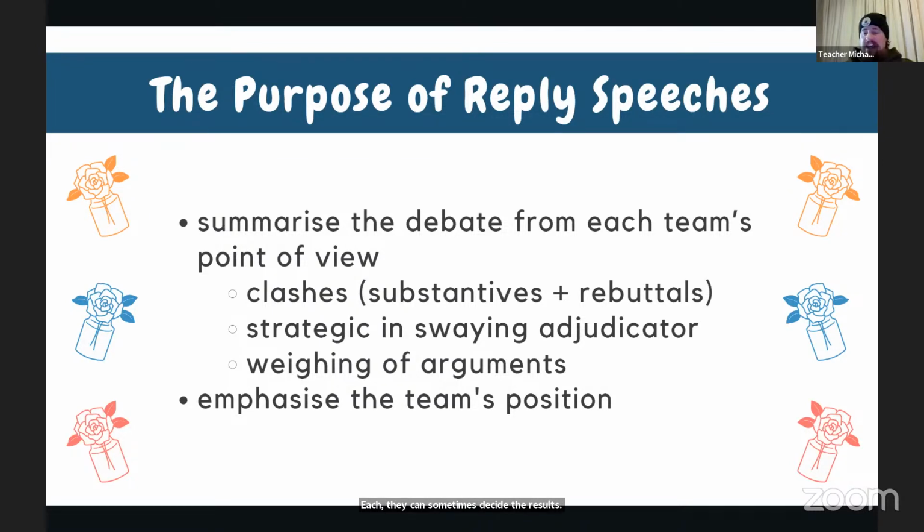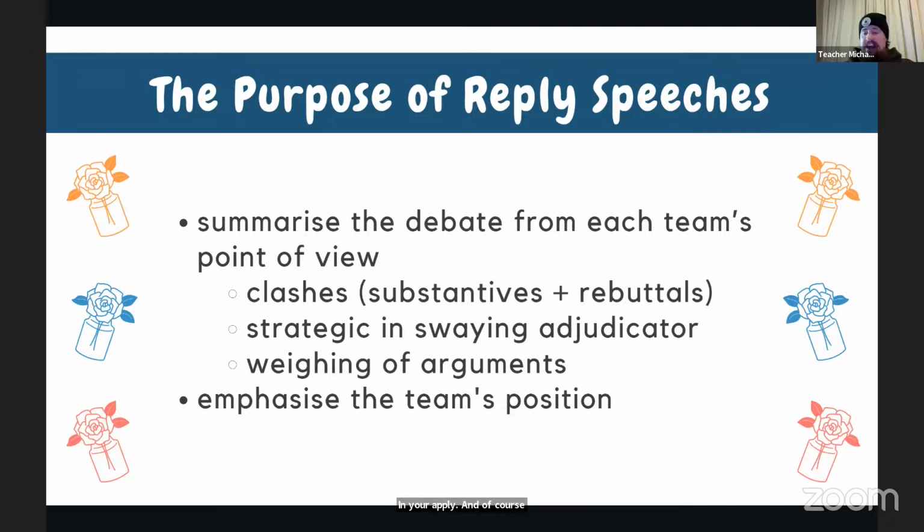It also gives our teams a chance to weigh their arguments. During the preparation time, they can look at all of the arguments they've presented and weigh them, and see which ones they think had the most impact on proving their case and which arguments maybe weren't as strong as they could have been. Then that gives you the opportunity to talk about the arguments you think reflect your team's case the best and talk about those ones in your reply speech.